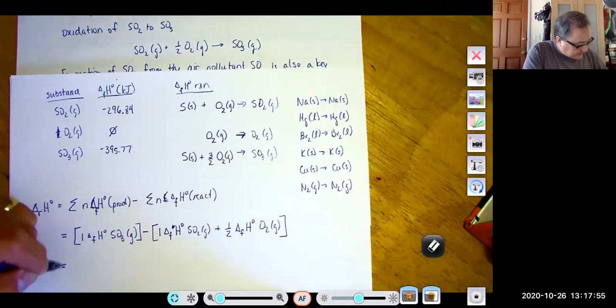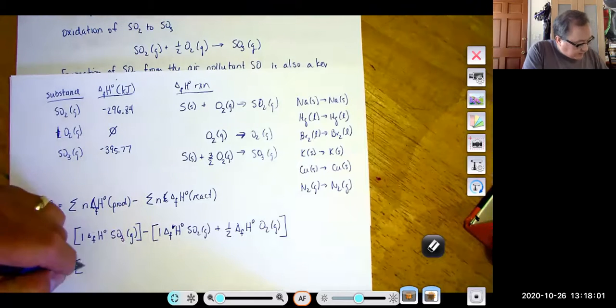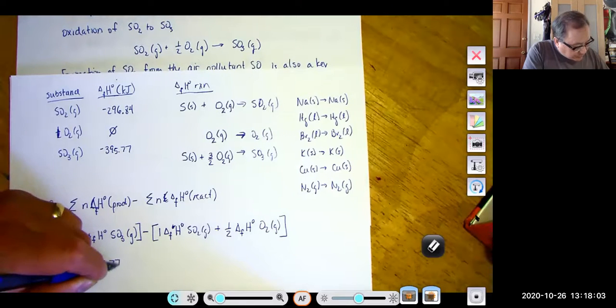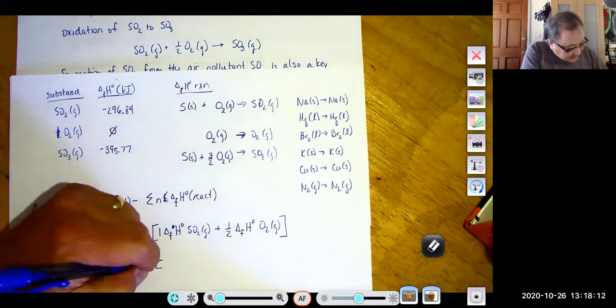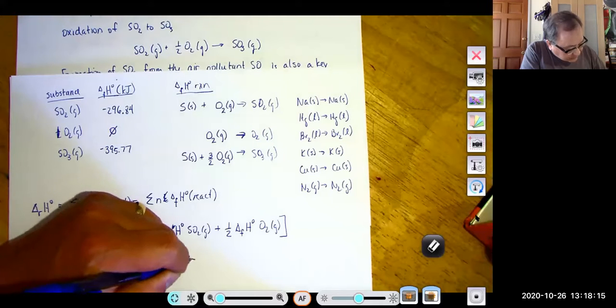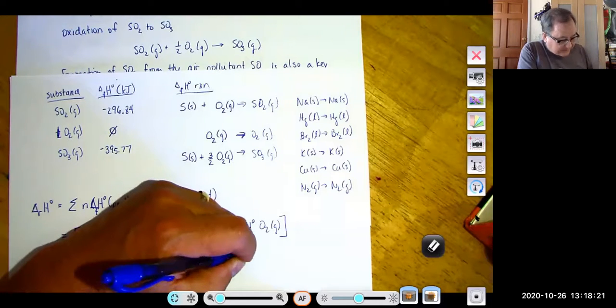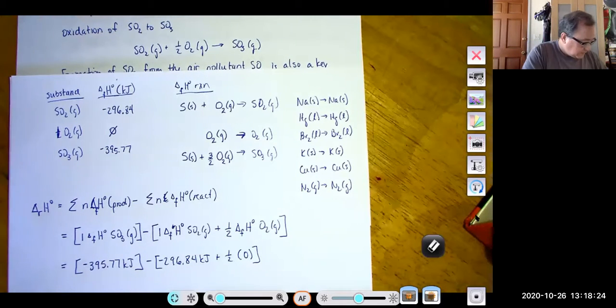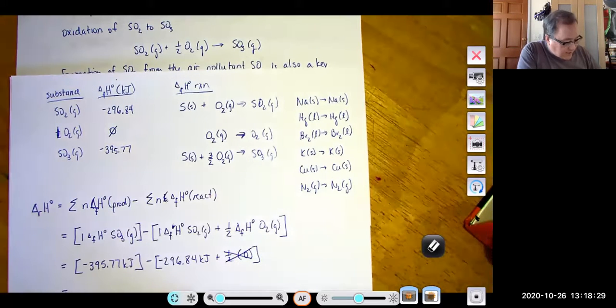Now we plug the numbers in. 1 times negative 395.77 kilojoules is negative 395.77 kilojoules. 1 times negative 296.84 is negative 296.84 kilojoules. And then plus 1/2 times 0 is 0. So I'm going to cross that out because that's 0. I'm going to take this negative and negative and make that a positive. You can see that the difference here is about negative 100.